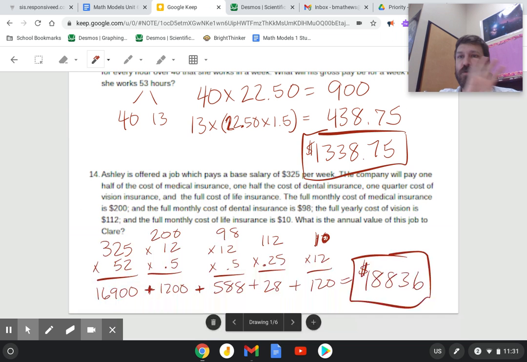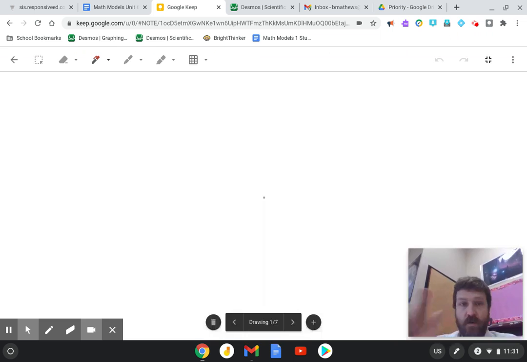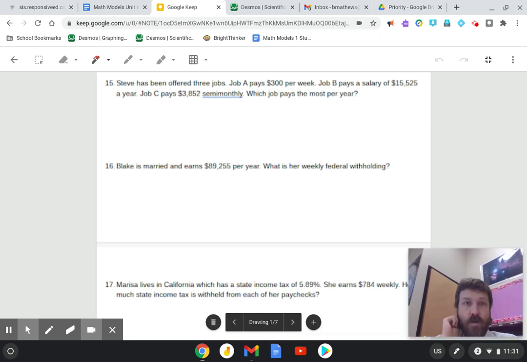So you do each part separately, and you just kind of have to logically think through the amounts. Is it monthly? Is it weekly? All those kinds of things. Last one. I have 3 problems here to go over. Steve has been offered 3 jobs. Job A pays $300 per week. Job B pays a salary of $15,525, and job C pays $3,852 semi-monthly, twice a month.